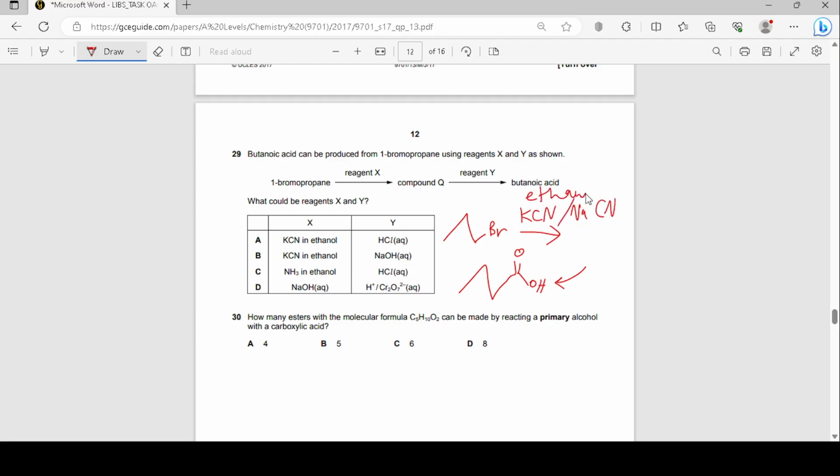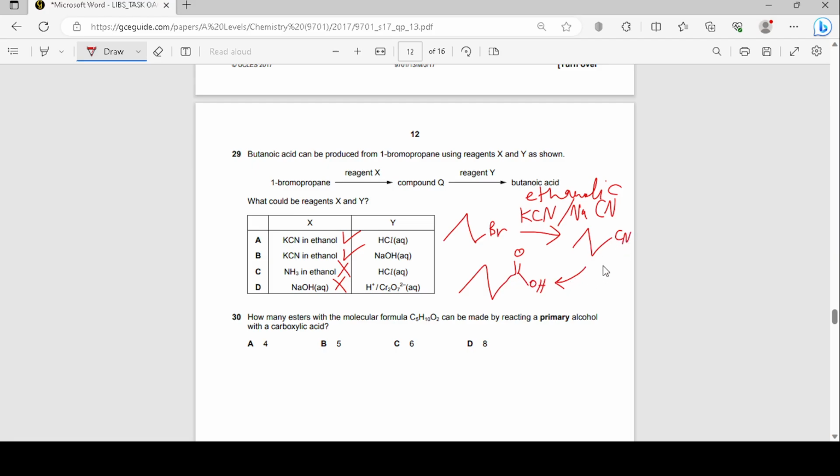Okay, and ethanolic NaCN and KCN. Now the C and D are immediately wrong because obviously you have to add one more carbon, which means your answer is going to be either A or B. Then it's nucleophilic substitution, right? So Br gets substituted by CN, and then this is giving you butanoic acid.